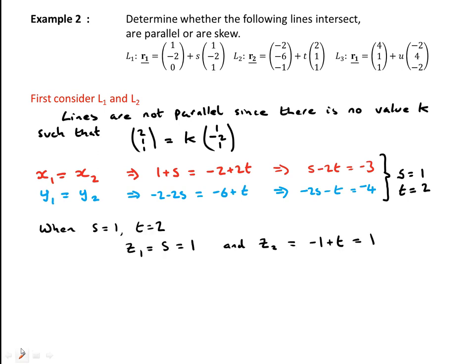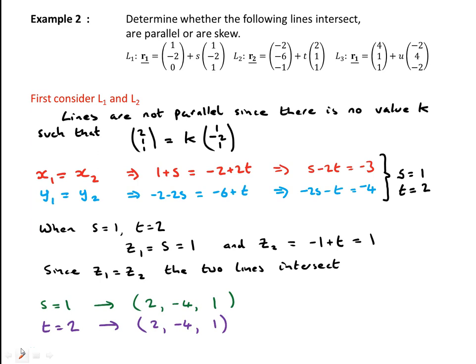So when s equals 1 and t equals 2, the z coordinate of line 1 is equal to 0 plus s, so that is just equal to 1. Whereas the z coordinate of line 2 is minus 1 plus t, so that's minus 1 plus 2, which is also equal to 1. So we've got z1 equals z2, so the lines certainly intersect, and if we substitute in s equals 1 and t equals 2, we can check that this is indeed the case.